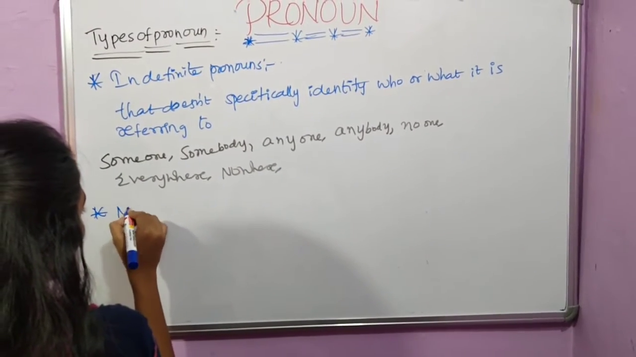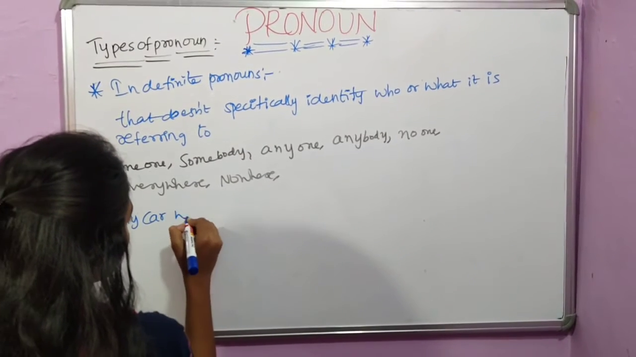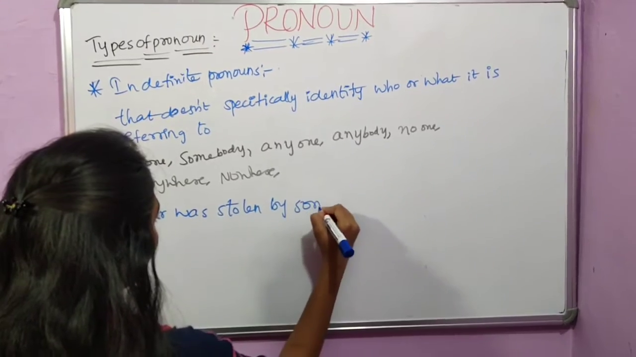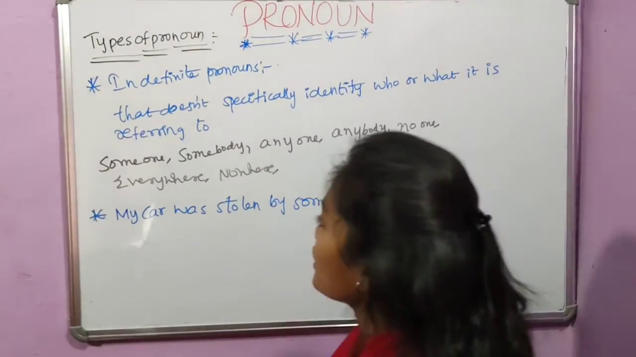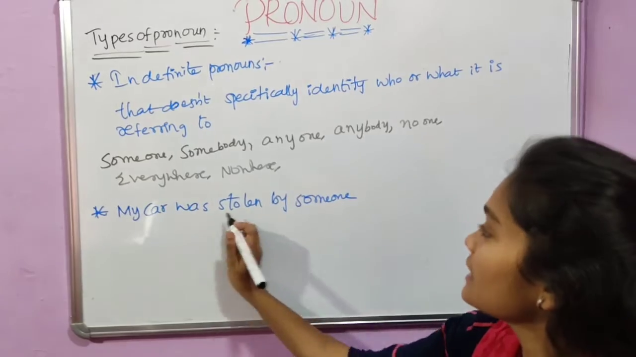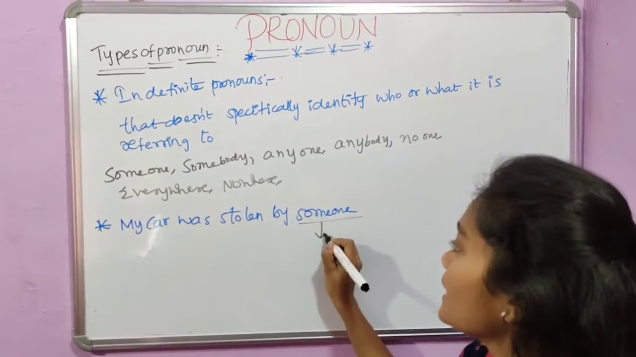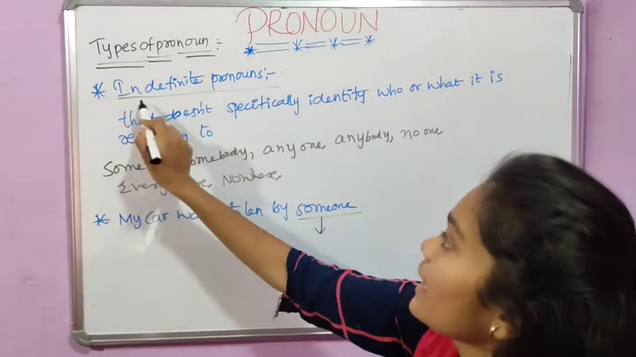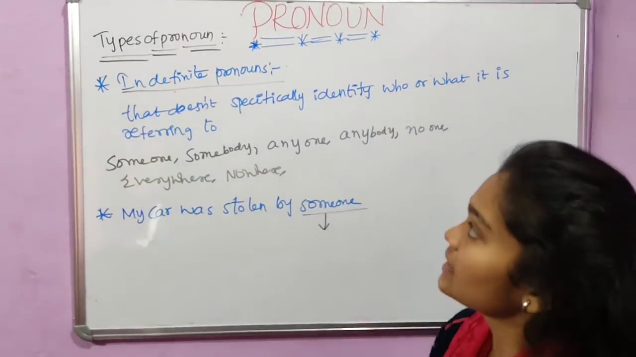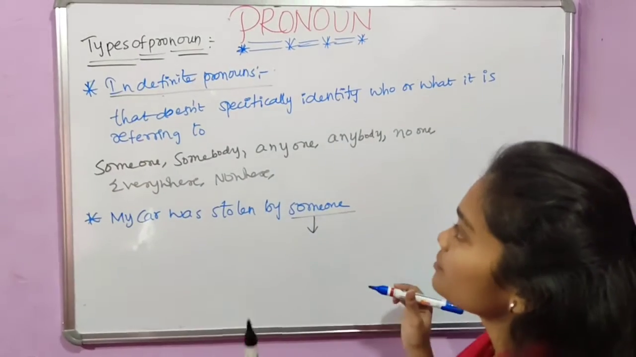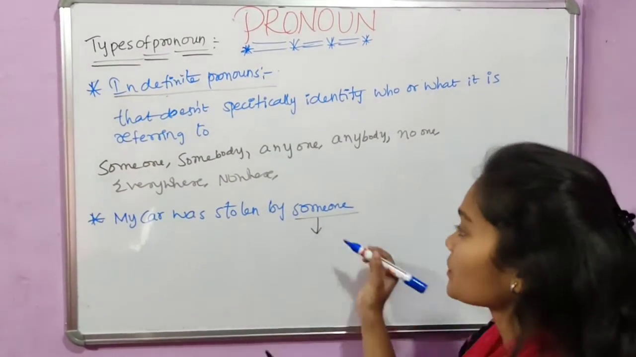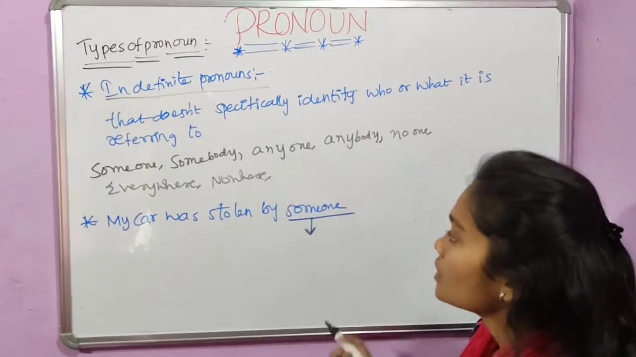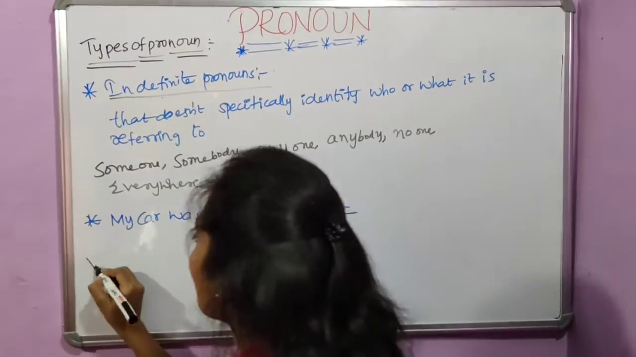Example: my car was stolen by someone. If you observe this sentence, someone is an indefinite pronoun. The name itself gives the definition: indefinite means it does not specifically say who or what. By someone, we can't say who the person is. So it is an indefinite pronoun.